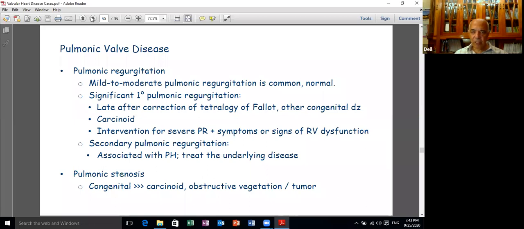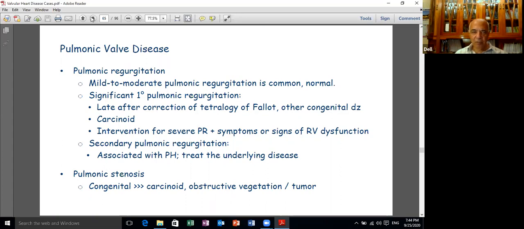In Ross operation, you have a pulmonary autograft in the aortic position. And since it is in the aortic position, subjected to the high aortic pressure, pulmonary regurgitation occurs severely, and under these circumstances, it needs to be repaired. Also, carcinoid can be a cause. So intervention is indicated in these conditions if there is evidence of severe pulmonary regurgitation associated with symptoms or signs of right ventricular dysfunction.